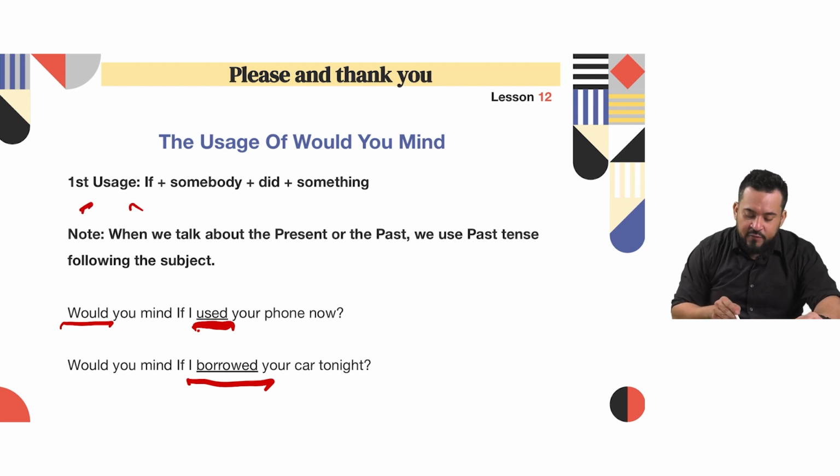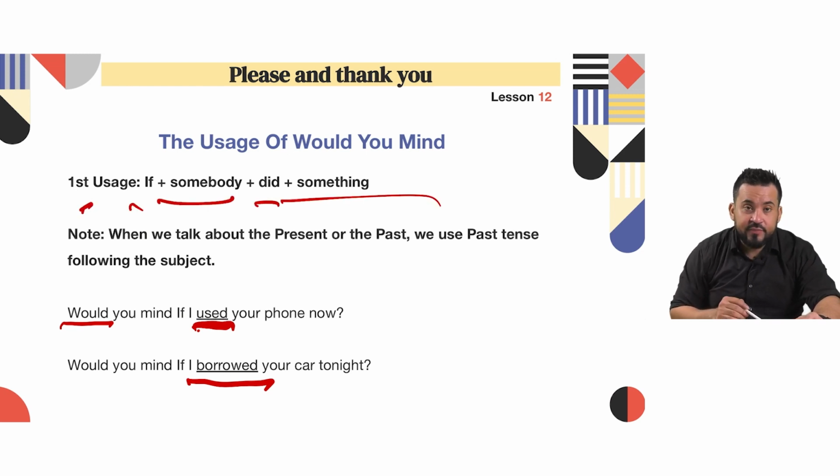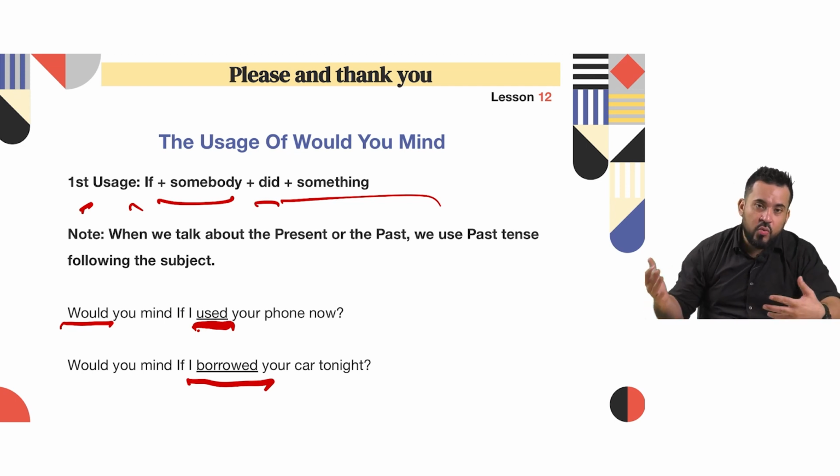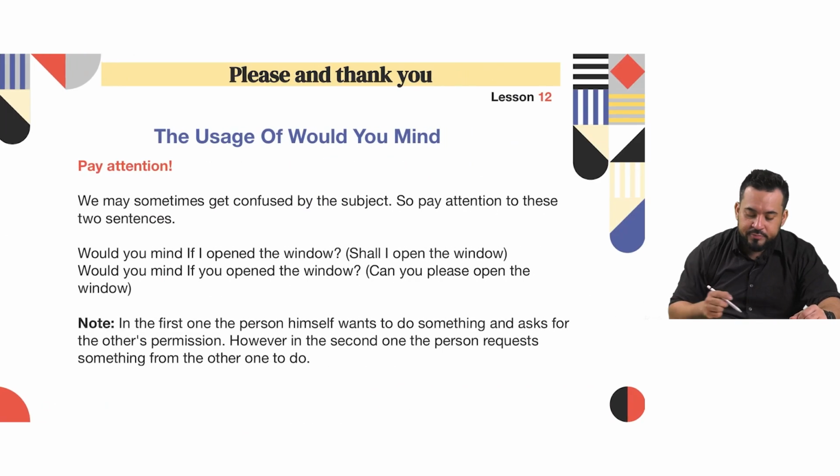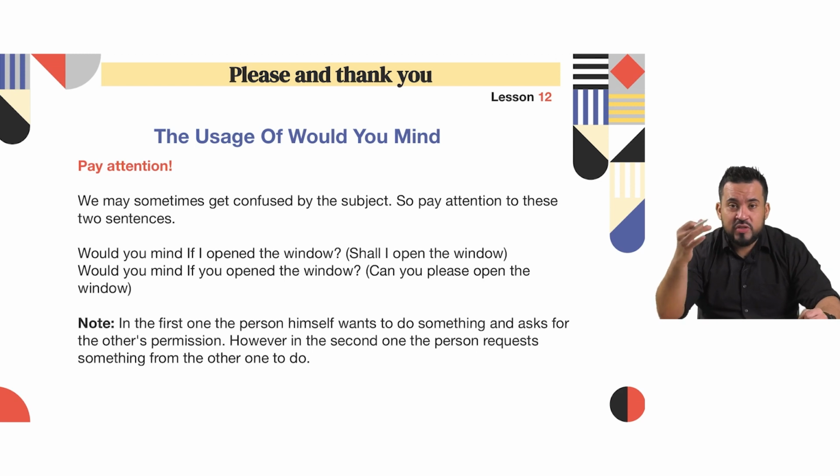So, first usage, if somebody did something, okay? Would you mind if I used your phone? Would you mind if I borrowed your car? Pay attention. Okay, if you say, would you mind if I, the answer, if it's positive, if you say yes, I do, or yes, I mind, that means no. That means I don't want you to do this.